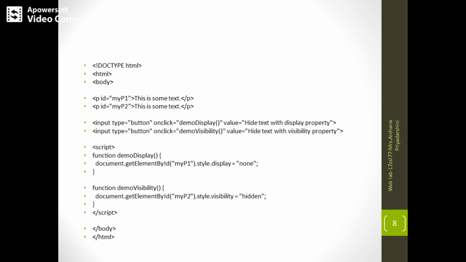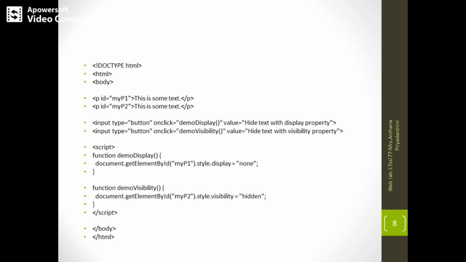When we click a particular button, let's say "hide text with display property", whatever is the id associated with the paragraph will be hidden, or its display will be none. We can do this with the help of style.display equals none. This is the way we can hide a particular HTML element. That comes under the getElementById method. These are the properties: style.display equal to none.